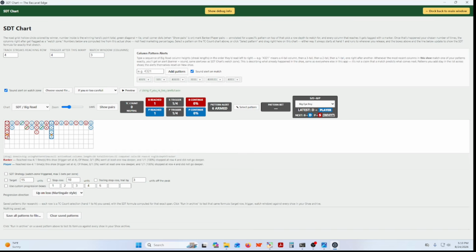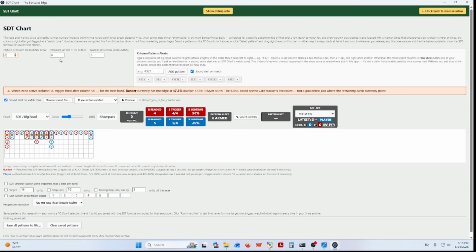And these squares are basically how many in a row that you want to see. I usually set it at 2.